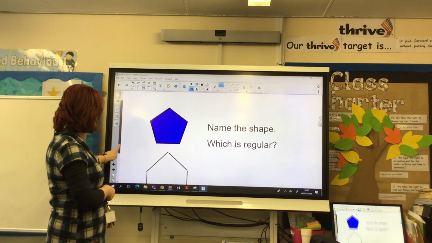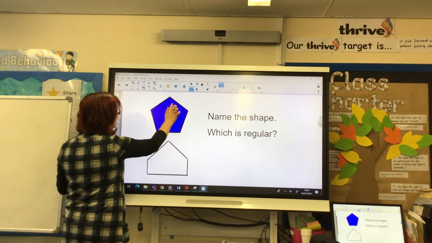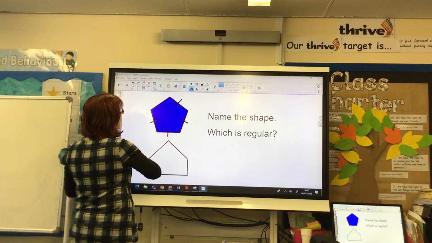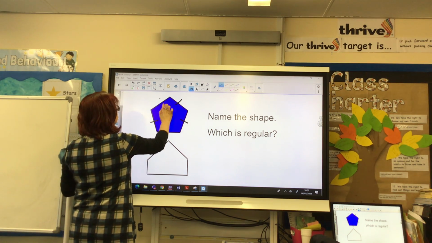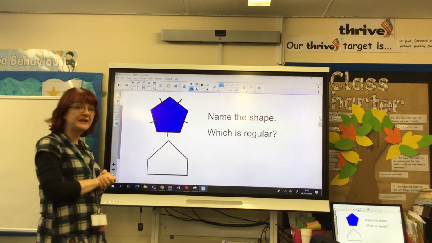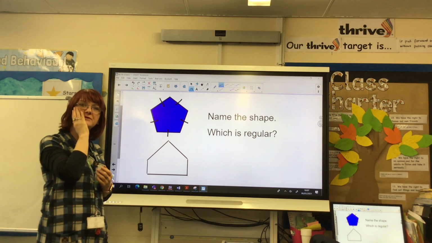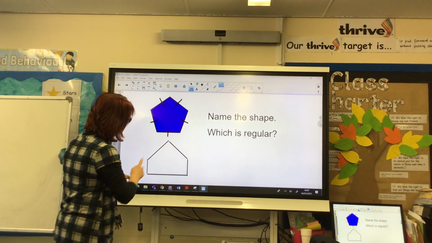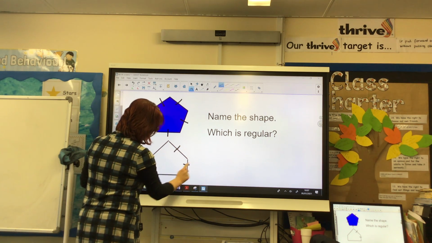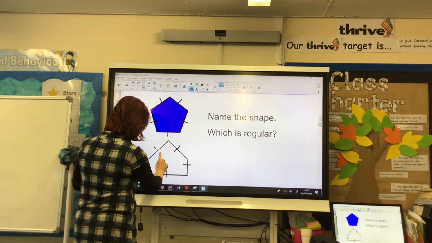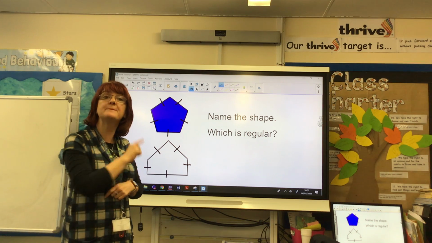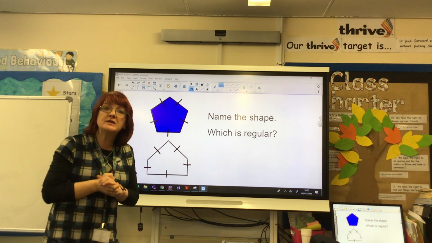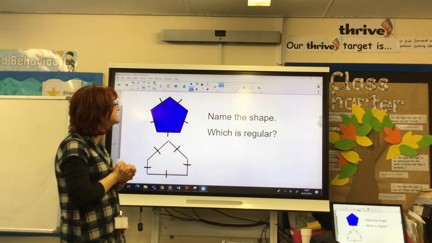Another one to do here. Let's count the sides. Ready? 1, 2, 3, 4, 5. So 5-sided shape. Ooh, can we remember what that is, children? Have a little think. You're right, it's a pentagon. Let's count this one. 1, 2, 3, 4, 5. This must also be a pentagon. Brilliant. Only one of them is regular. Only one of them has all sides the same length.